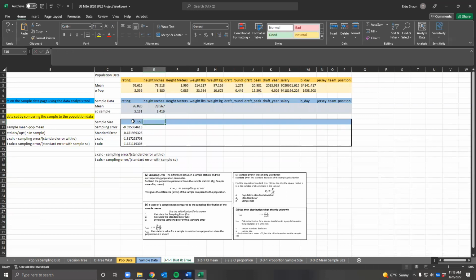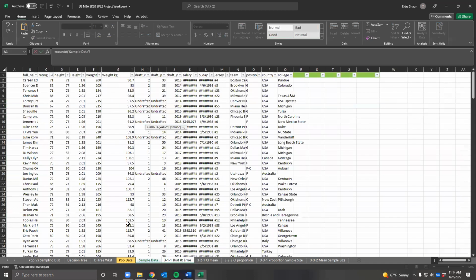Then coming down here for our sample size, we use the formula equals COUNTA. And what COUNTA does in particular is it counts every single value in a particular range that is not blank.